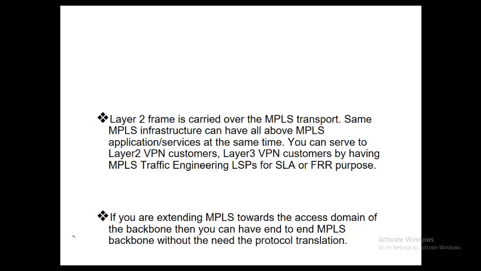Protocol translation. If you are extending MPLS towards an access domain of the backbone, then you can have an end-to-end MPLS backbone without the need for protocol translations, meaning you don't need any sort of layer 3 protocol translations like BGP to OSPF, OSPF to BGP, like what you did in the previous class, like redistribution. So those layer 3 things are not needed because it's end to end.